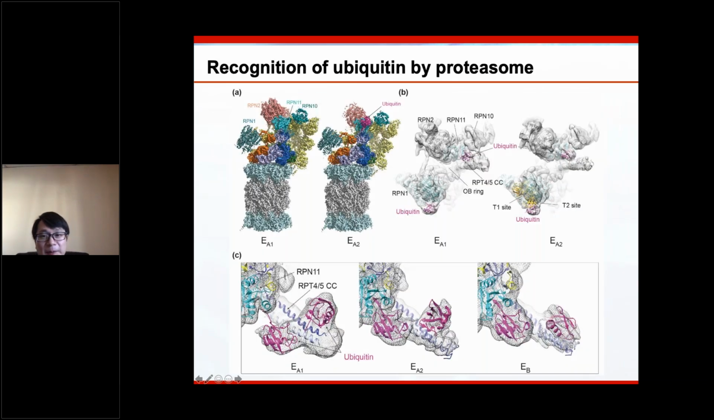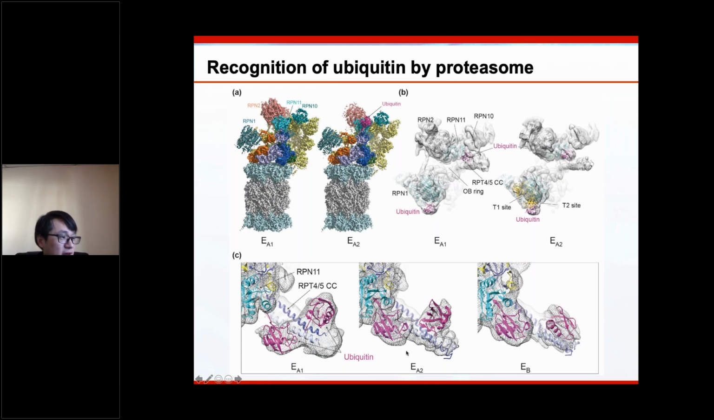In the meantime, this mode 1 also regulates the ubiquitin recognition. This just shows you two highly occupied ubiquitin recognition sites. One is on RPN1 near the T1, T2 sites, and the other is between RPN11 and the RPT4 and 5 coil. So you can see that in the EA1, there are two ubiquitins hung around the coil.